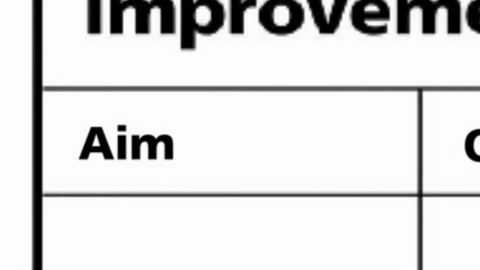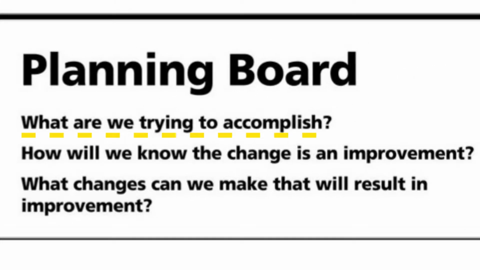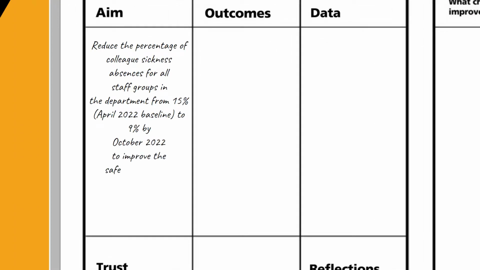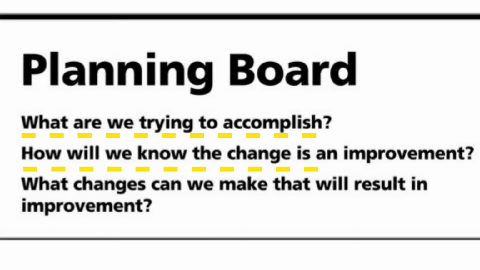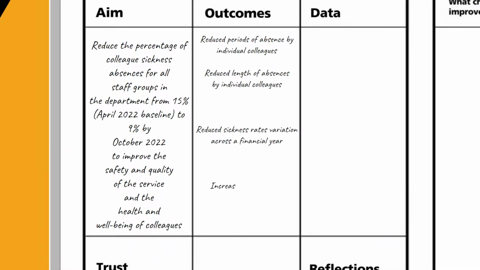To use the boards, start with the aim. Decide what you are trying to achieve, what your goal is. You can use this space to build your aim statement. Next are your outcomes. How will you know your changes are an improvement? Here, list what you're looking to see change. What will show you've made a difference?